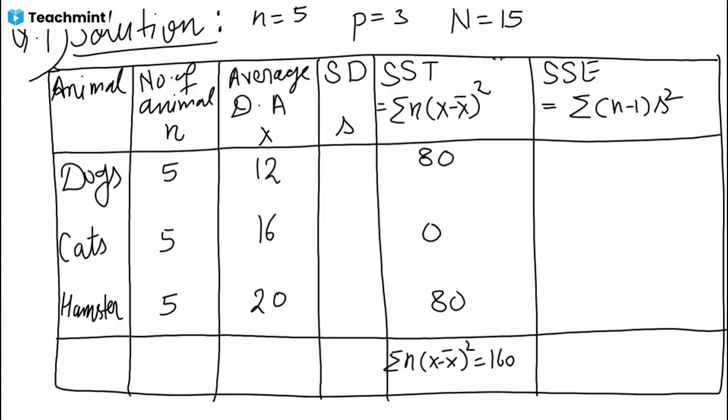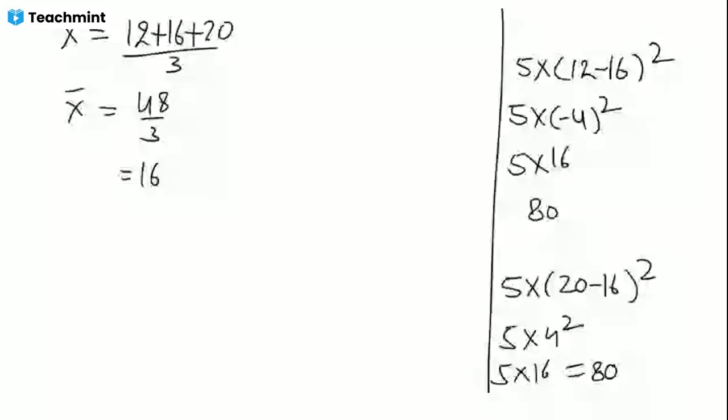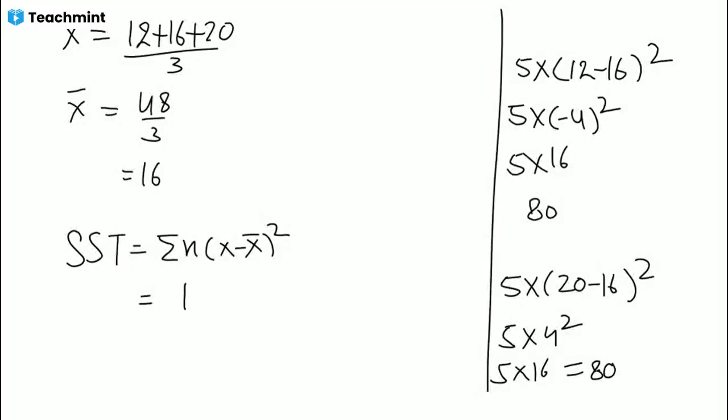Or simply you can write it also like, you are finding this column for only this one, and from here on the next page we can show this summation n minus 1 into s square, or you can show here SST is equal to summation n into x minus x bar square. So this is 160.